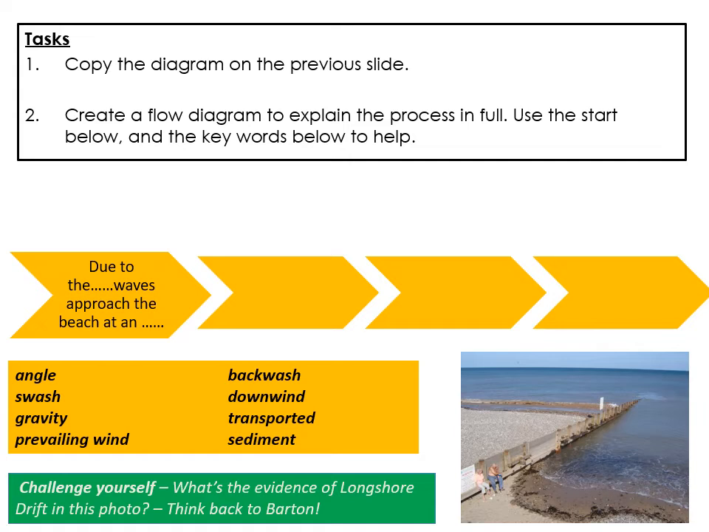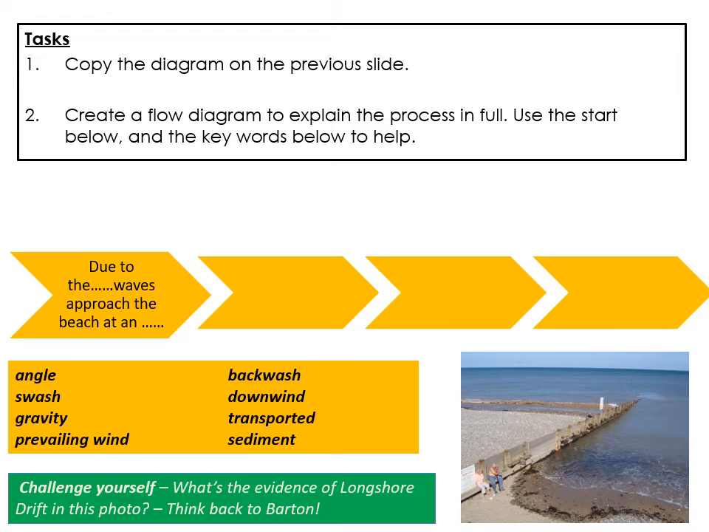Next, you're going to create a flow diagram. Flow diagram being you have a box, you have an arrow moving to the next one, to the next one, and next one. You're showing a sequence of information, and it has to be in the right order. So I've done the first one for you. Due to the what? Waves approach the beach at an what? That's the first part of the sequence, the first part of the diagram I drew.